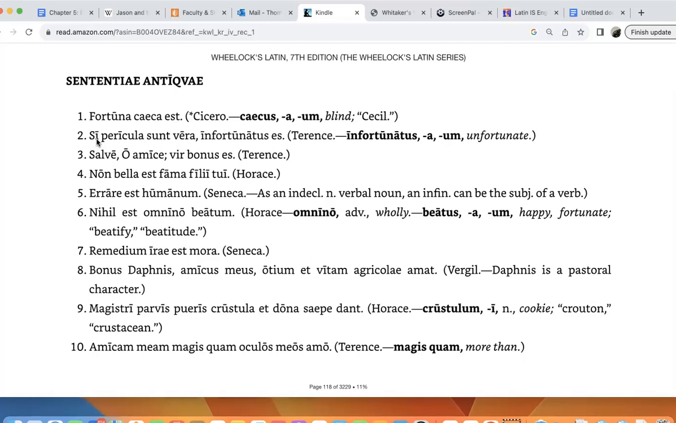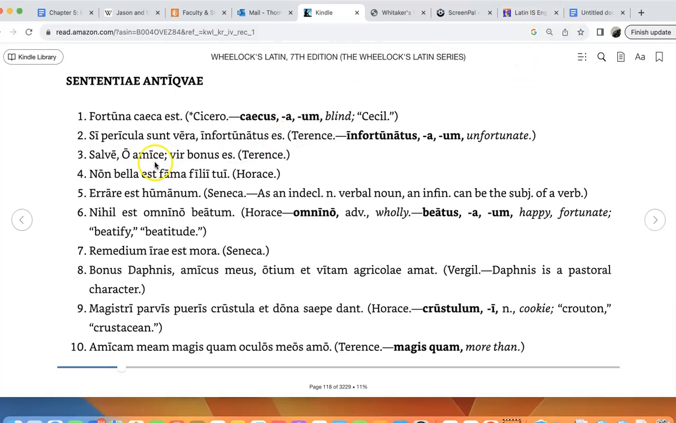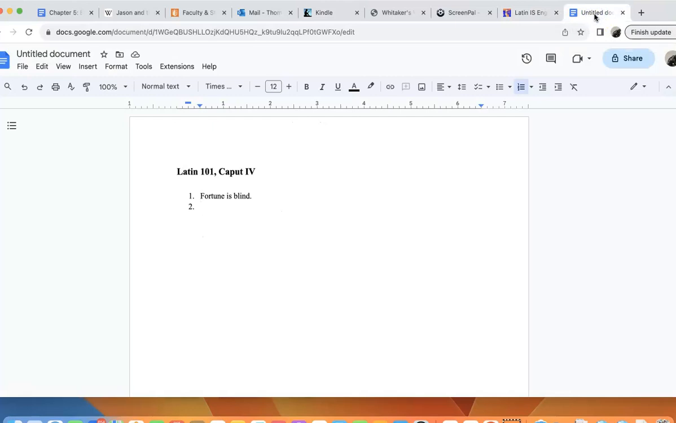And let's see, so si means if. We've had that before. Pericula means dangers. And then sunt is are. Vera, where we get the word veracity, it means true. And then infernatus, unfortunate, and then es. So if the dangers are true, you are unfortunate. So let me write that out, and then I'll try to explain it in greater detail. So if the dangers are true, you are unfortunate. So let's take a look at this in greater detail.